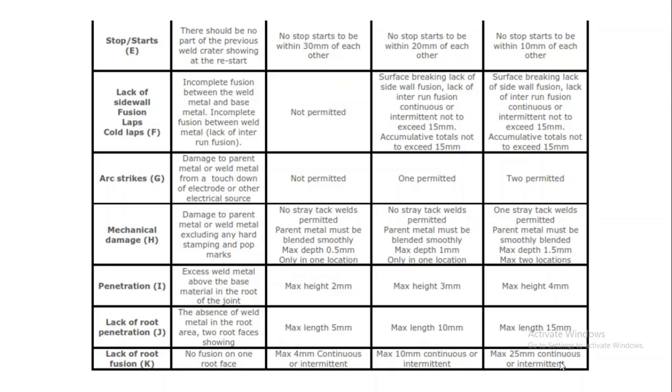Okay. Here you can see the acceptance criteria value, comparing to group C, group A has much more tolerance. And lack of side fusion, laps and cold laps.